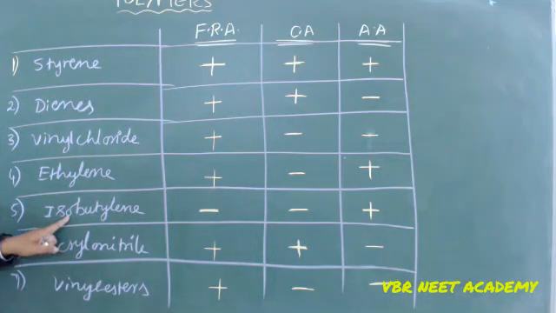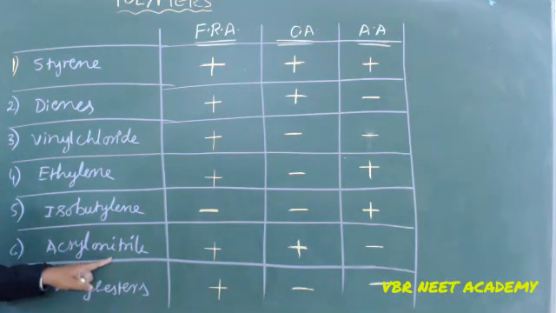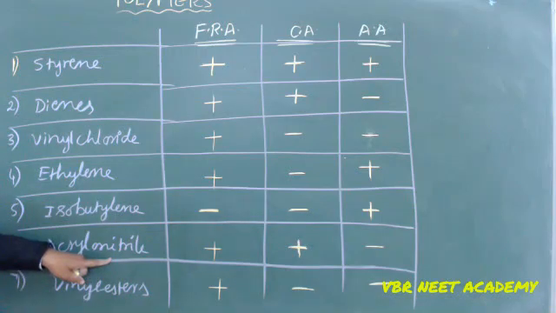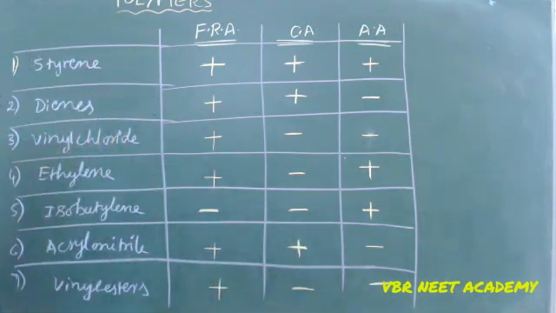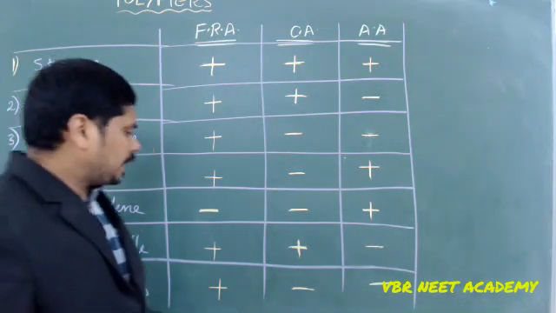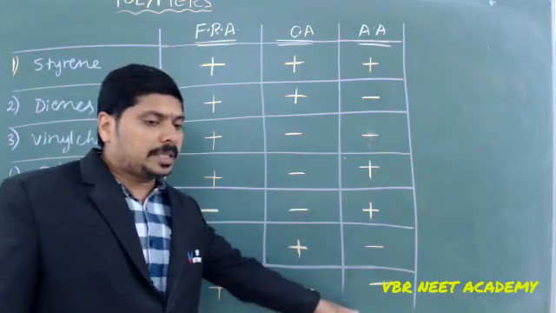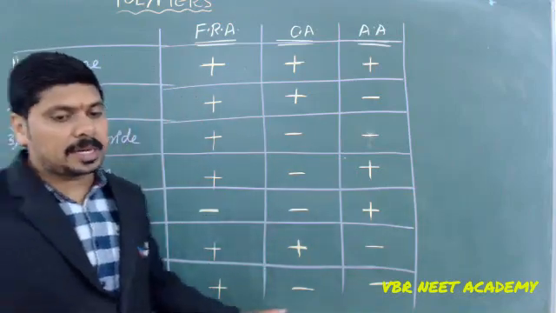Isobutylene shows free radical and cationic polymerization. Acrylonitrile can show the first two, free radical and cationic addition polymerization, but not anionic addition polymerization. Vinyl esters show only free radical addition polymerization, not cationic and anionic. Vinyl ethers can show only cationic polymerization, not free radical and anionic.